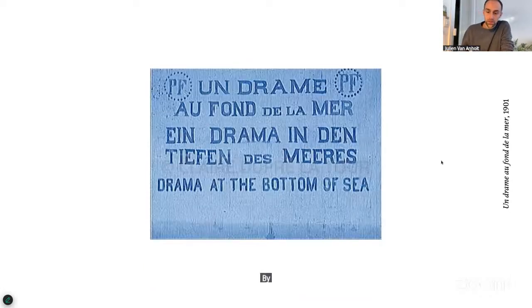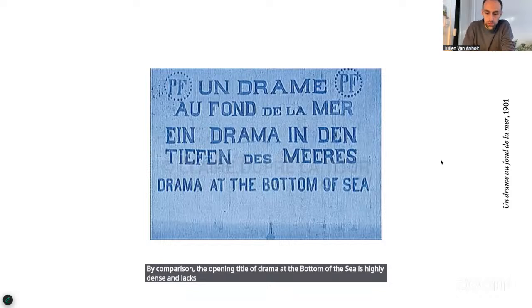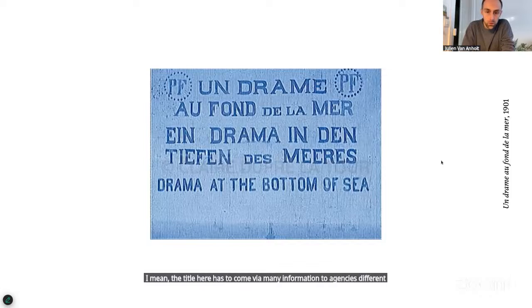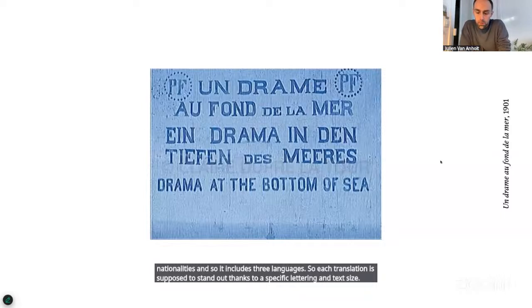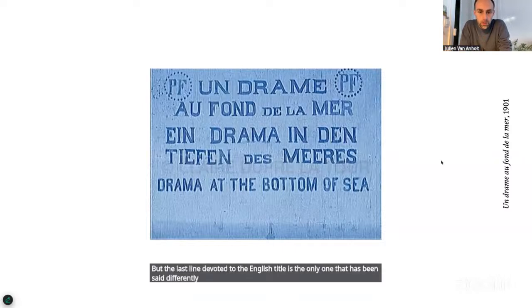By comparison, the opening title of Drama at the Bottom of the Sea is highly dense and lacks visual effectiveness. It's like its function overshadows its aesthetic value. The title has to convey a lot of information to audiences of different nationalities, and so it includes 3 languages, each translation supposed to stand out thanks to a specific lettering and text size. But the last line devoted to the English title is the only one set differently, with sans serif lettering that is remarkable at the time, and in a smaller size to fit on one line.